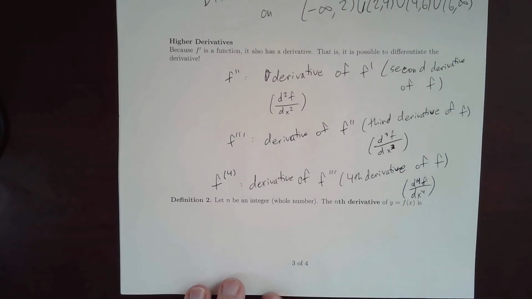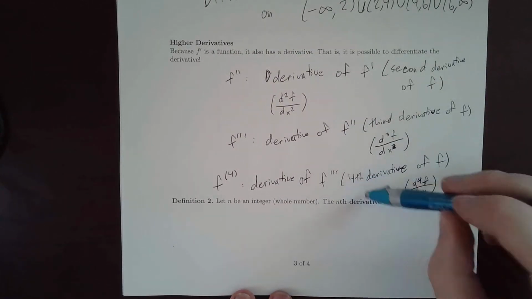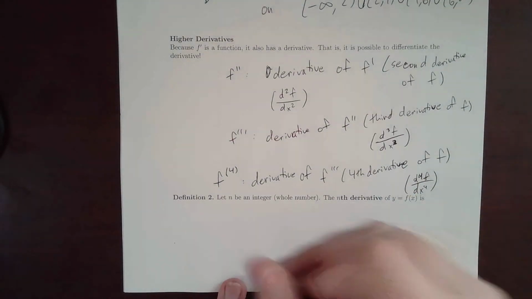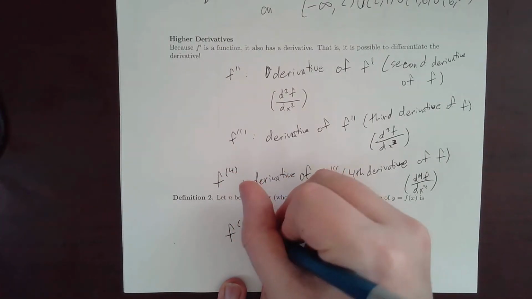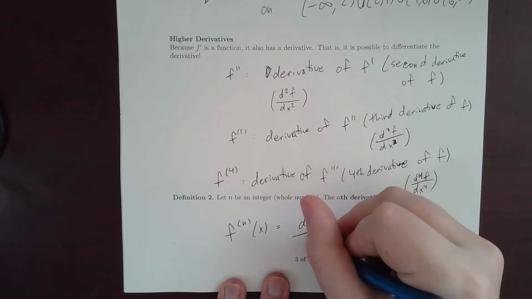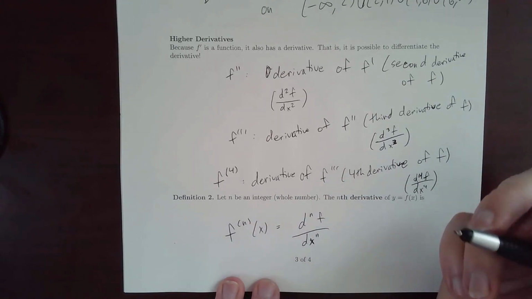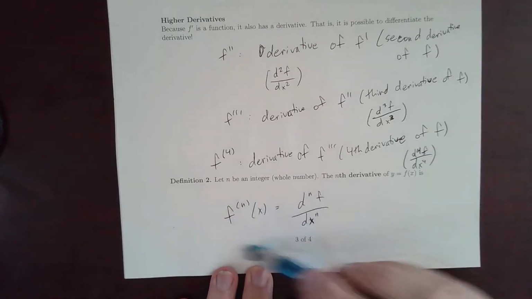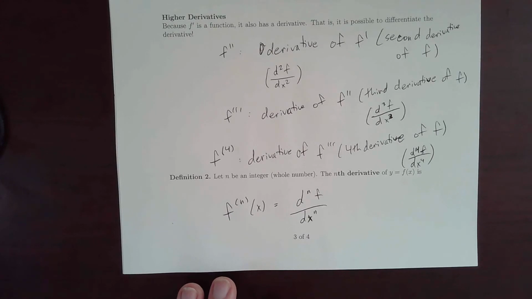So in general, as a definition, let n be an integer, some sort of whole number. The nth derivative of the function y equals f of x will be f in parentheses n of x, or dnf over dx to the n, if you want the differential notation. So this is the prime notation, this is the differential notation. You'll most likely see this more often, but this will show up more in multivariate examples.